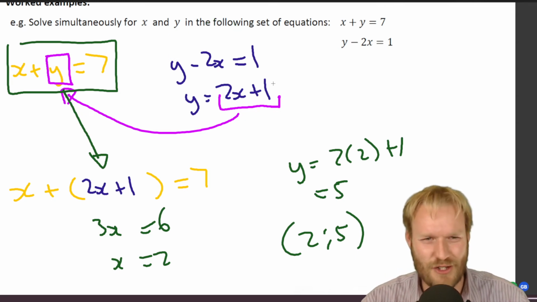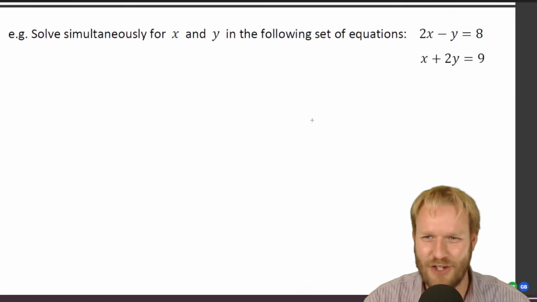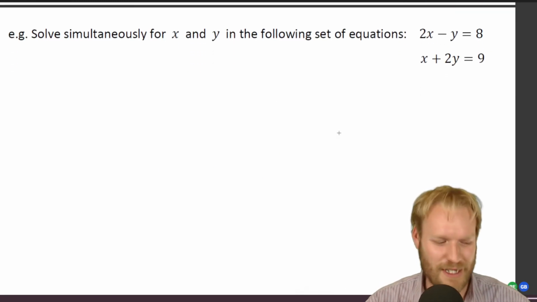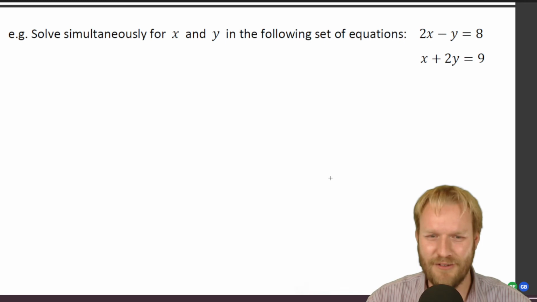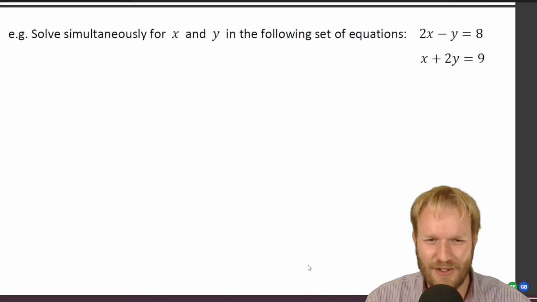So let's head into our last example together. Solve simultaneously for x and y in the following set of equations. And somebody said, isn't it nice to work with music, right?